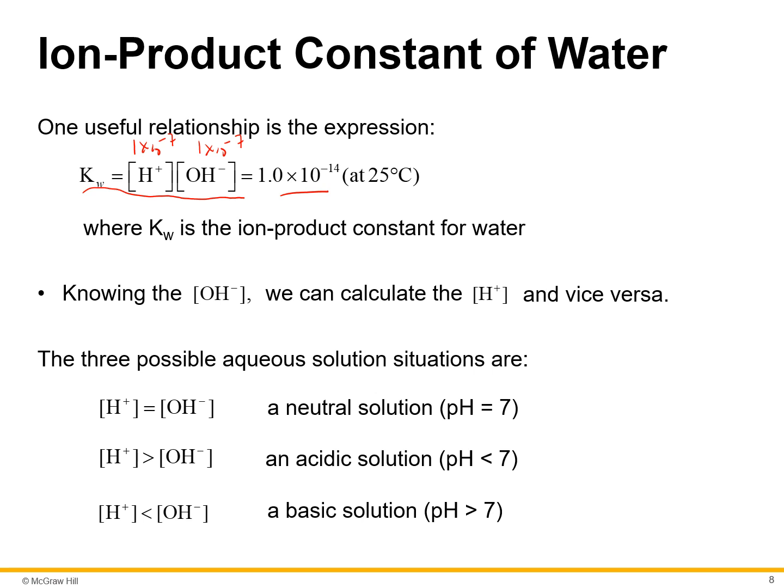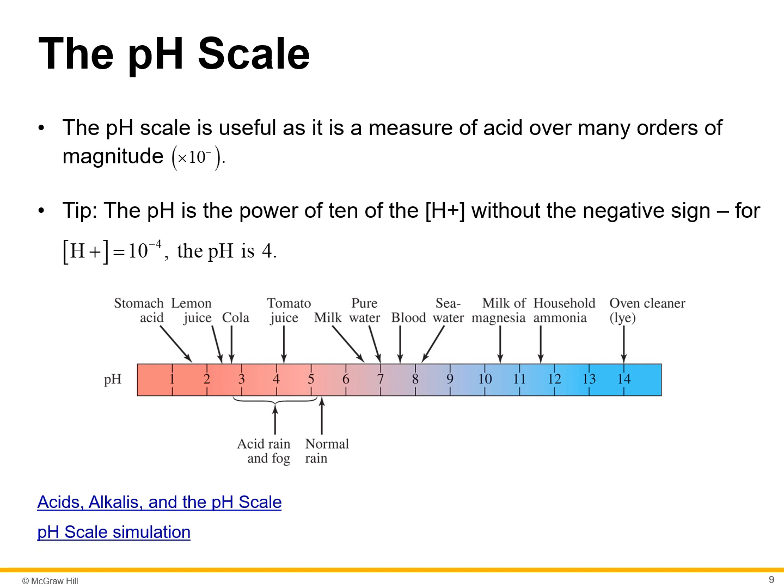This stays constant, and you can actually adjust the H+ and OH- values. But as I said earlier, when the H+ is more than the OH-, we have an acidic solution. And when the H+ is less than the OH-, we have a basic solution where the pH is greater than 7. Here's a pH scale, just giving you some examples of what is acidic and what is basic.